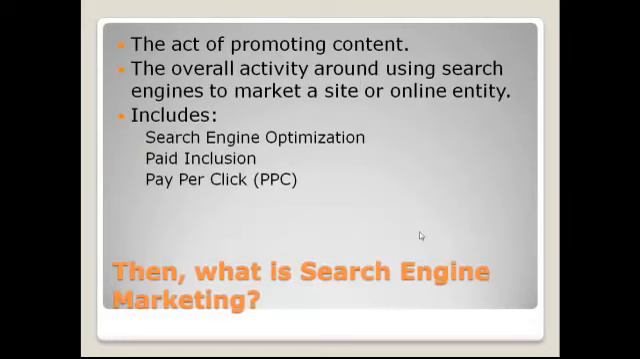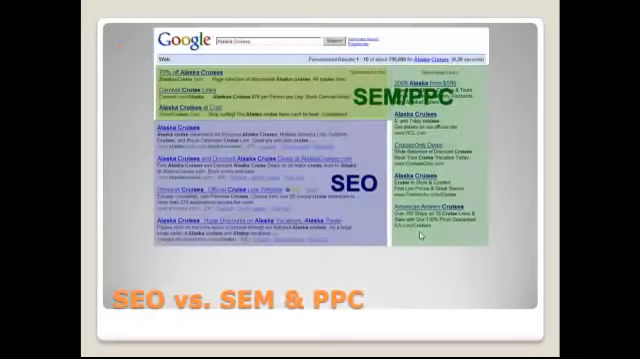And it can include optimization, which is primarily on page and some of the other factors that go into it. Paid inclusion, so directories, or if you buy at a conference, or a number of other offline activities. And pay-per-click. Some of you might be more familiar with Google AdWords as an advertising model. So SEO versus SEM and pay-per-click.